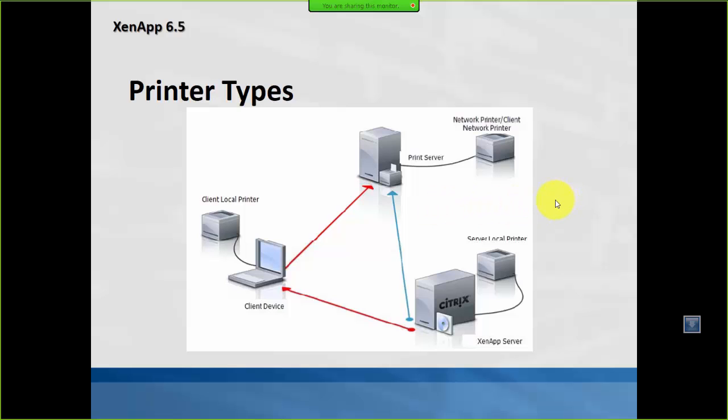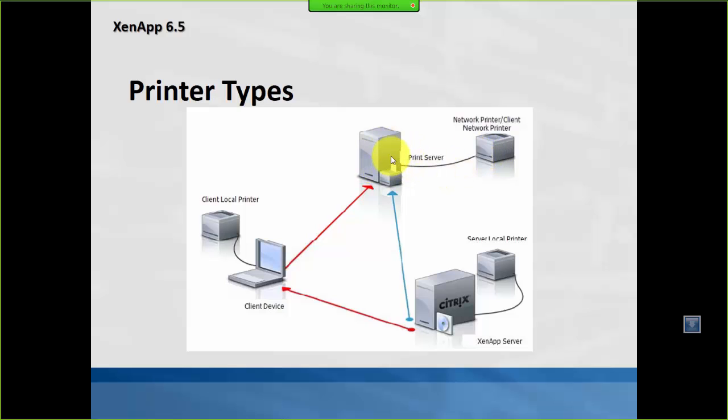So print device would be the actual device. Print server will share the printer in the network. Okay, there's that reply. So print device is the current client local printer, or the network attached printer.